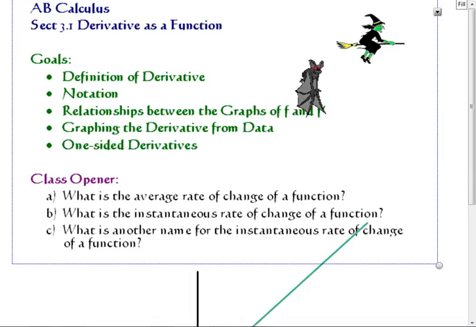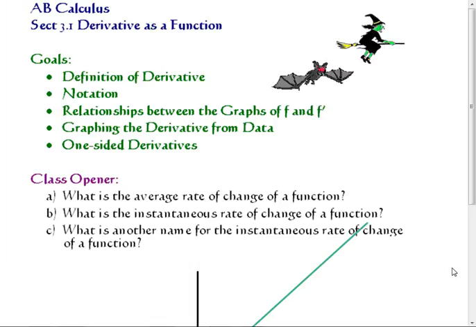So we have the definition of a derivative. We're going to get into what kind of notation we have for derivatives. I'd like to get to the second day of this as well today, so that tomorrow you can work on relationships between the graphs of f and f prime, and graphing derivatives from data, and then one-sided derivatives. I might not get to the one-sided ones. They're not that critical. But the other stuff is.